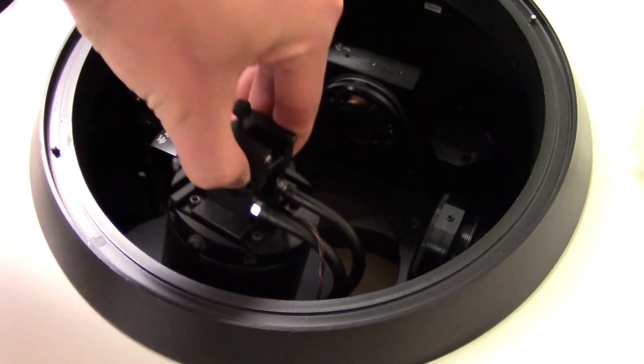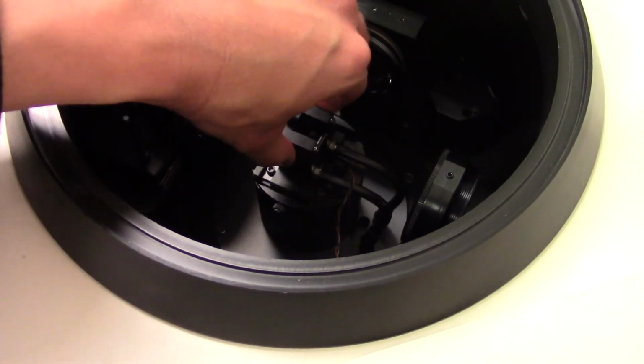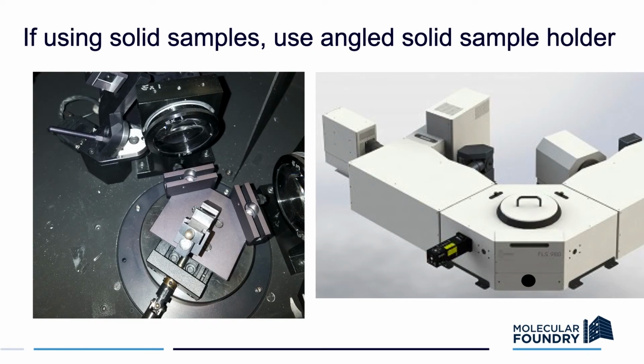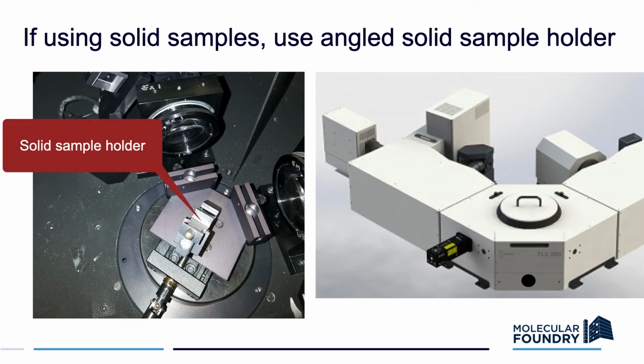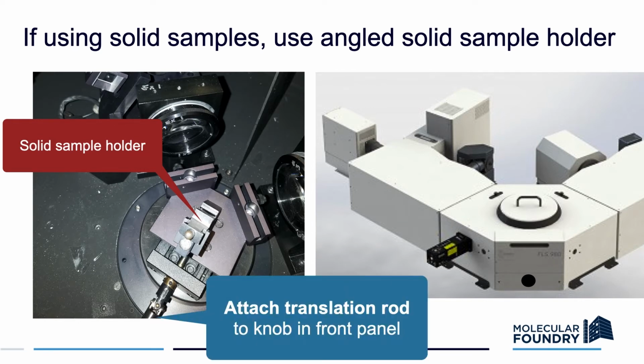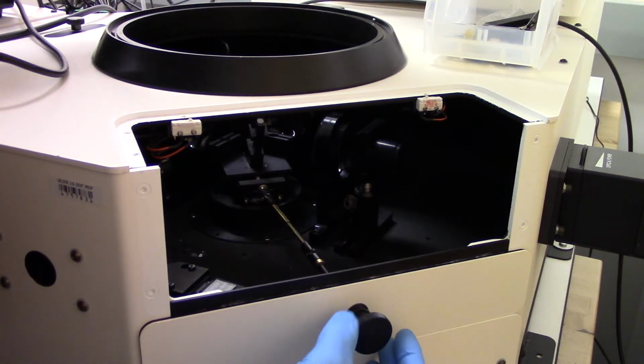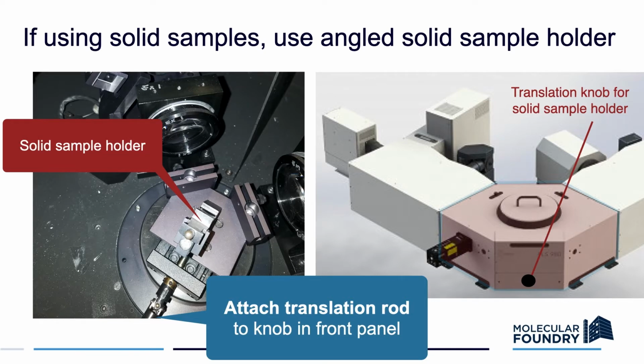If you're using liquid samples, install the cuvette holder and mount the beam block onto the filter holder slot of the cuvette holder. If you're using solid samples, you need to install this angled solid sample holder. Next, you'll attach the translation rod into this moving stage into the front panel of the sample chamber. The knob is used to rotate the translation rod and then move the solid sample holder back and forth so that it can translate across the beam.